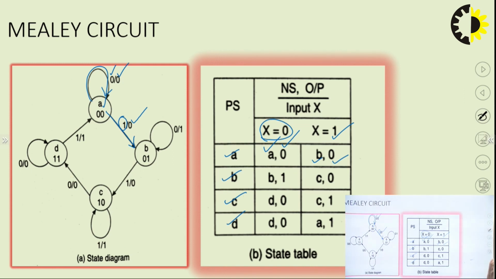In the similar way, let us see the C. For C, the next state is D and input is 0 and output is also 0. And for C, next state is C and input is 1 and output is also 1. So here for input to be 0, the next state is D and the output is 0. So similar way we can complete our table, state table, from the state diagram.